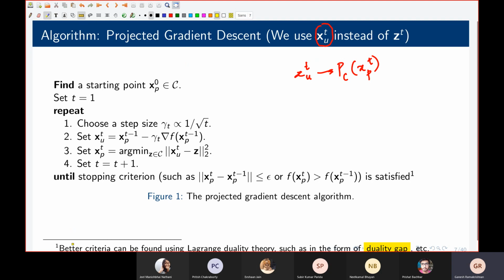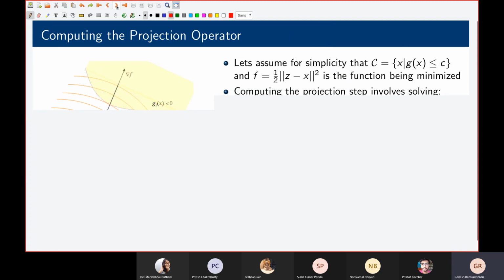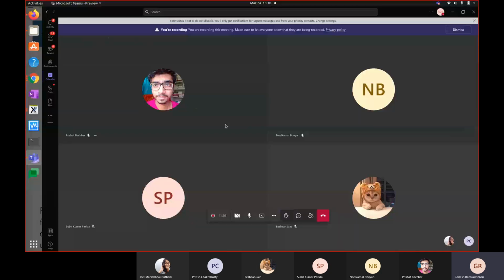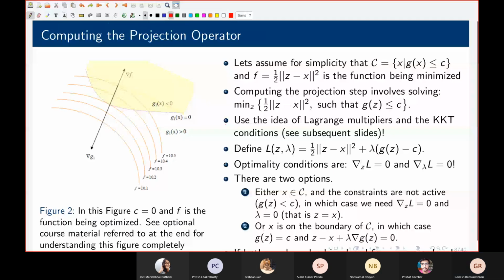You can have better criteria using Lagrange duality, in the form of something like duality gap. Okay, so just giving you some appetizer here. So this is how in reality you would compute the projection operator. Let's take a simple example.